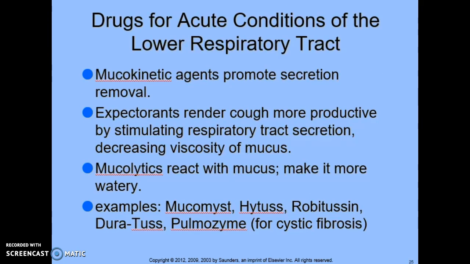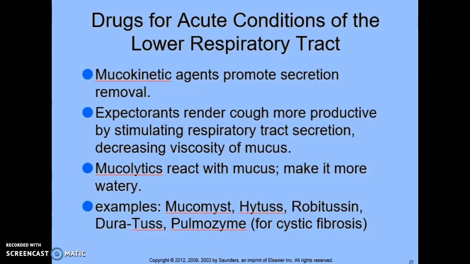Let's talk about drugs for acute conditions of the lower respiratory system. Mucokinetic agents promote secretion removal. Expectorants render cough more productive by stimulating respiratory tract secretions and decreasing the viscosity of the mucus. Mucolytics react with mucus and make it more watery. Examples of this might be Robitussin, Duratuss, and also Pulmozyme for cystic fibrosis.